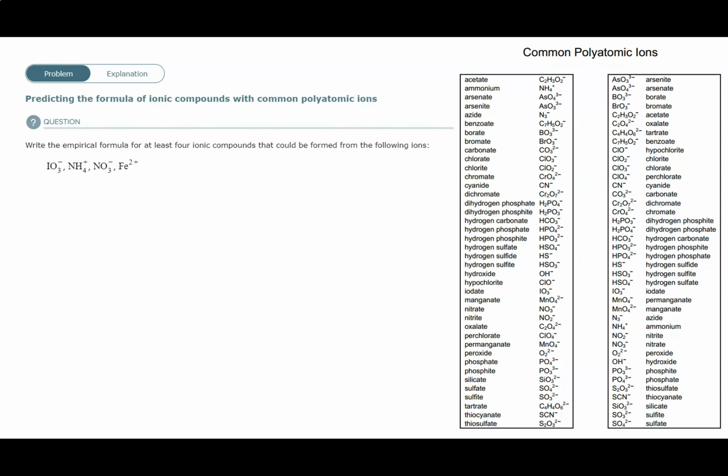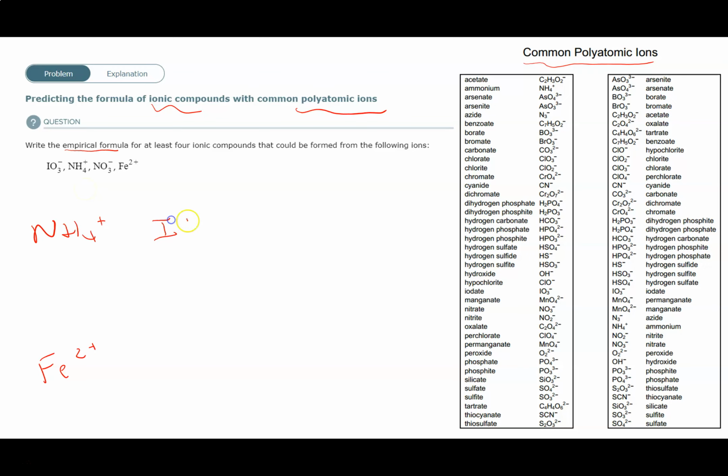Okay, so one of the topics in ALEX that you're going to be asked to complete is predicting the formula of ionic compounds that contain polyatomic ions. So you're going to want one of these tables of common polyatomic ions. There's many of them online. You can use the one that's in the book. So it says write the empirical formula, that means give the lowest ratio of ions, for at least 4 ionic compounds that could be formed from the following ions. So when you look through here, you see that there are 2 cations, and they're what your formulas begin with, right? And so the cations can be combined with anions.